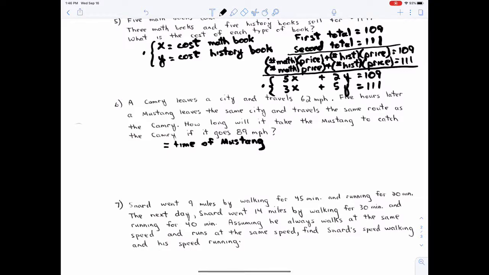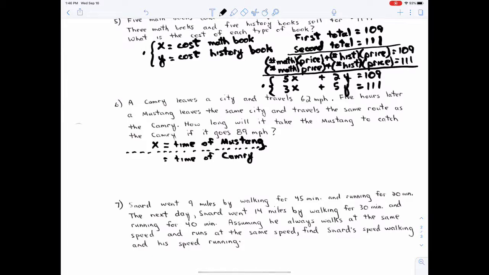Okay, now at this point, again, I've mentioned this before, you may define something else if it's important and unknown. So you may want to define the time of the Camry, but it's not necessary. It's whether it'll help you or not. That's what you do. Okay, so I want X to be the time of the Mustang.